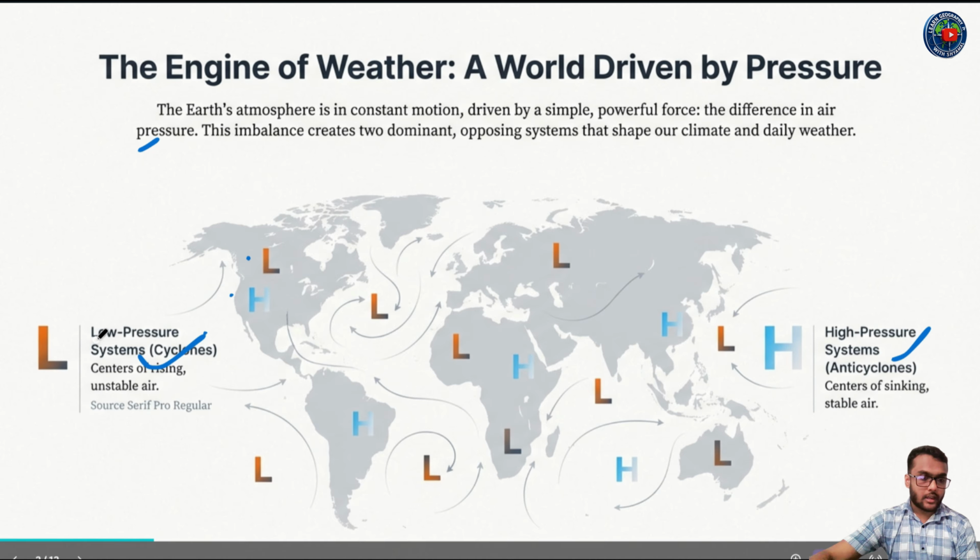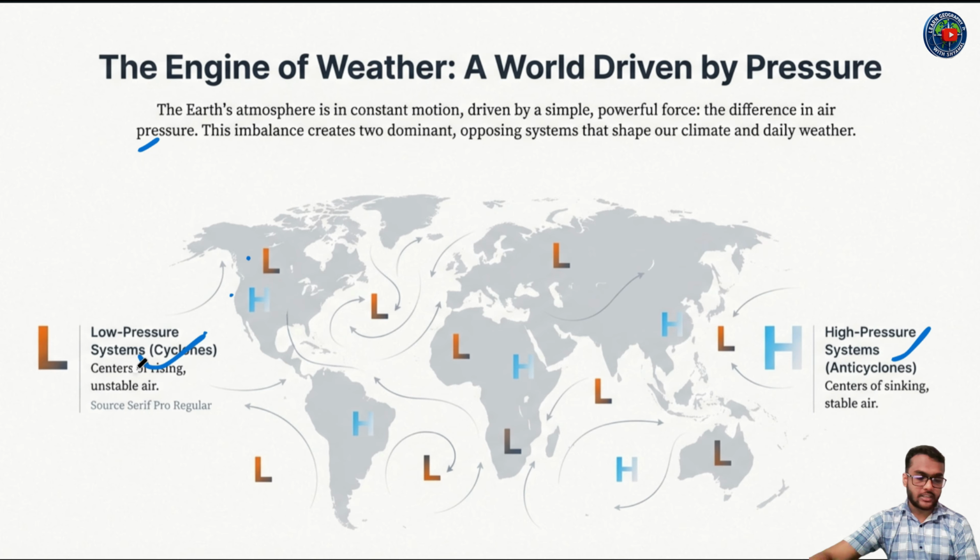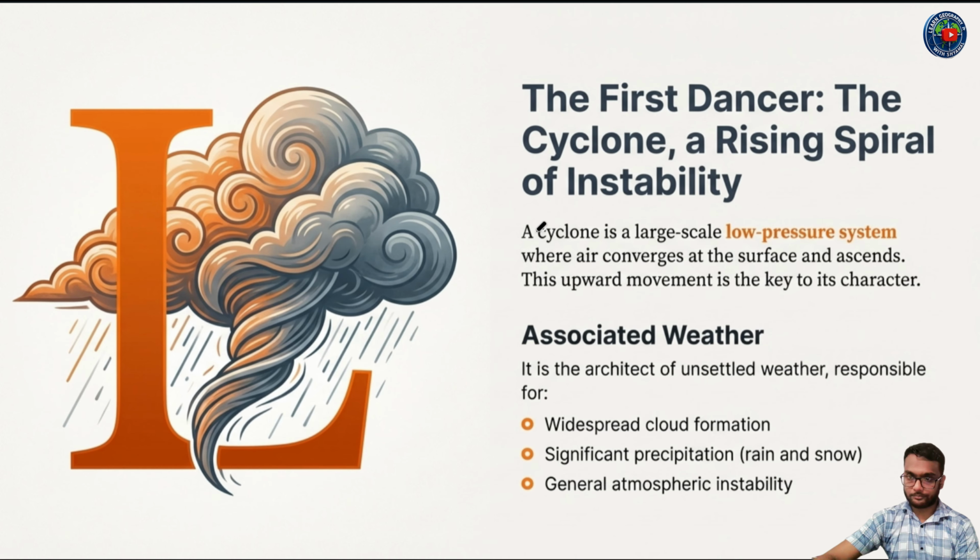A low pressure system, cyclone, is a center of rising, unstable air, and a high pressure system, anticyclone, is a center of sinking, stable air. Cyclone: a cyclone is a large scale low pressure system where air converges at the surface and ascends. This upward movement is the key to its character. Associated weather: it is the architect of unsettled weather, responsible for widespread cloud formation, significant precipitation, rain and snow, and general atmospheric instability.